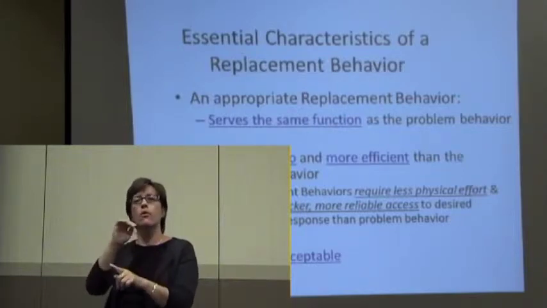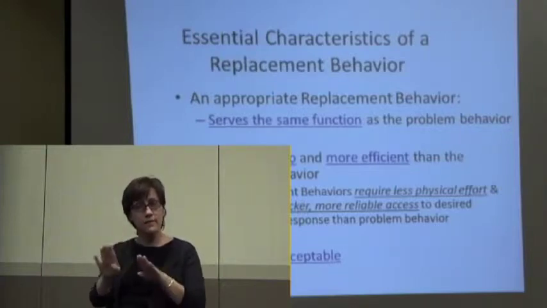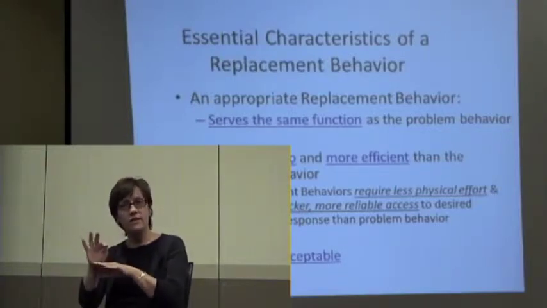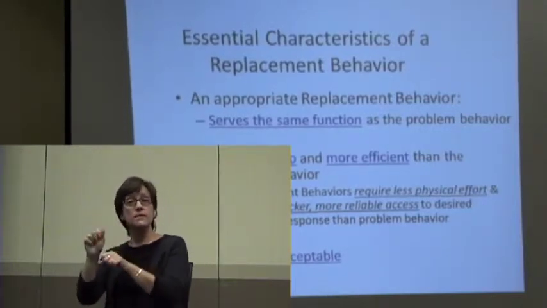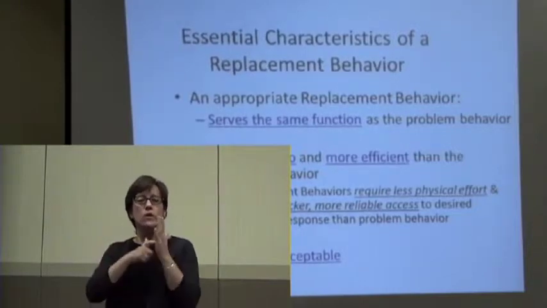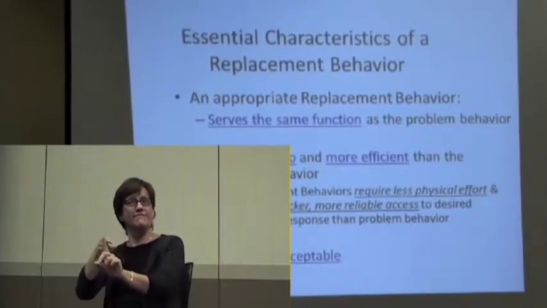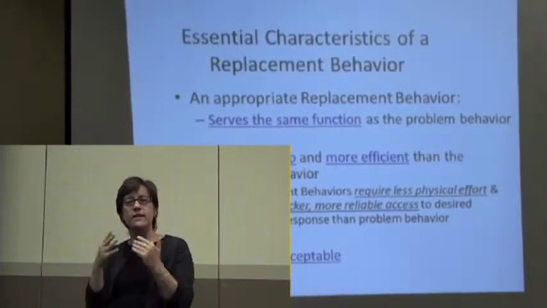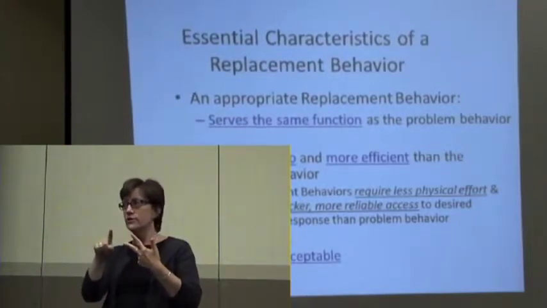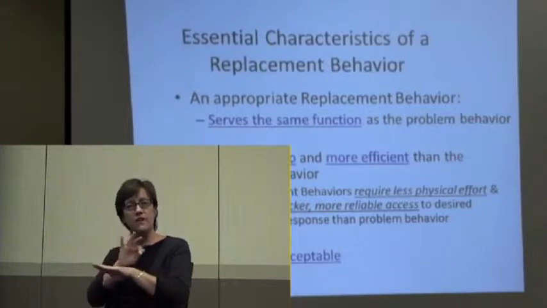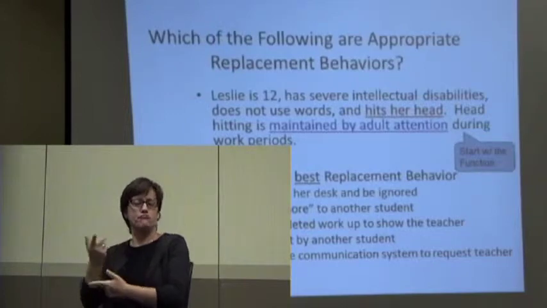But a replacement behavior is an appropriate behavior that serves the same function. So it needs to get them out of the task if that's what the FBA says, okay? It is easier to do and more efficient than the problem behavior, so it requires less effort and provides quicker, more reliable access to that reinforcer, which is of course the function, either gaining or avoiding, whatever it is, and it is socially acceptable. So those are the three things to remember. You guys got them down? Think you know them? Okay? Same function, easier to do, more efficient, and socially acceptable. So let's see if we can apply those for Leslie.